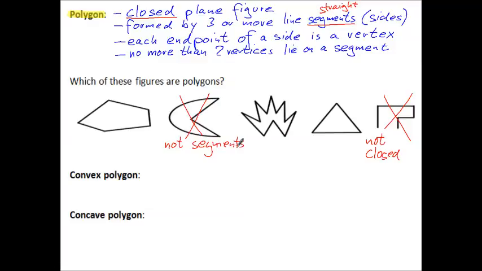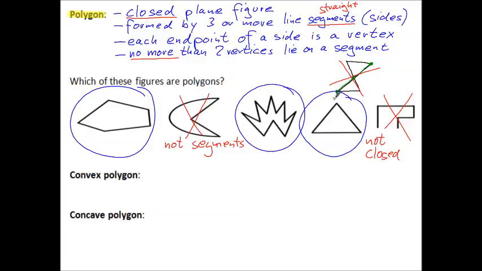Each endpoint of a side is a vertex, and no more than 2 vertices are on a segment. So what that would mean is, for example, if we have a figure that looks like that, then we have a segment here, and that segment actually has 3 vertices, and in that case that would not be considered to be a polygon. All the other ones that we see here are polygons.